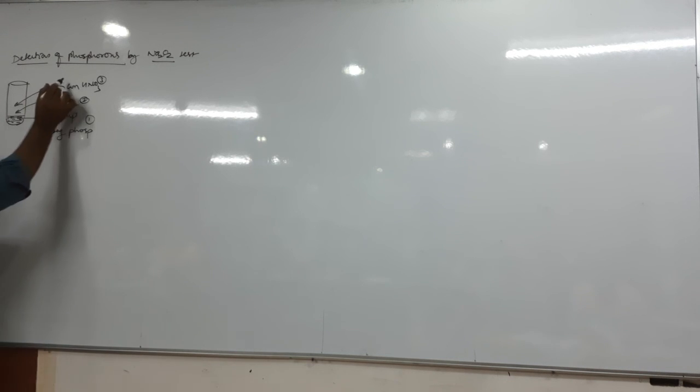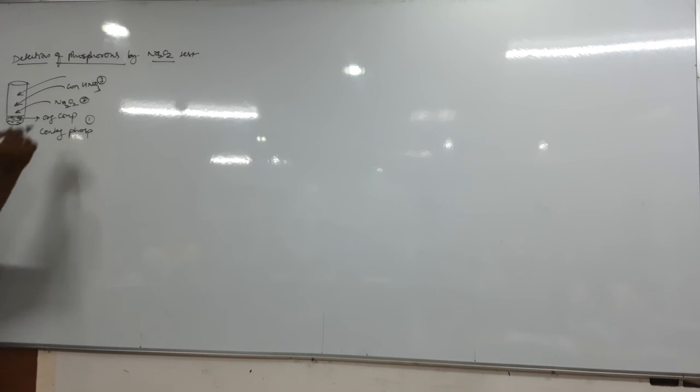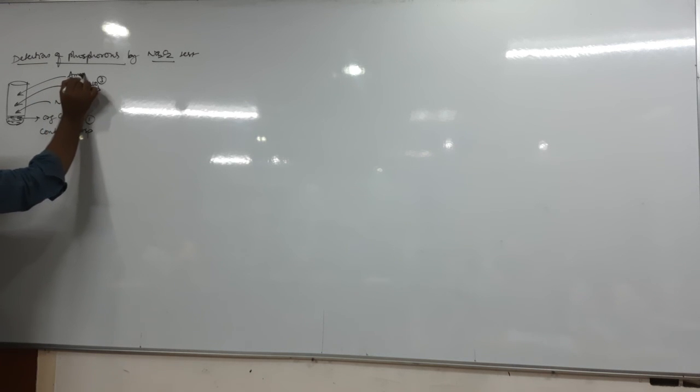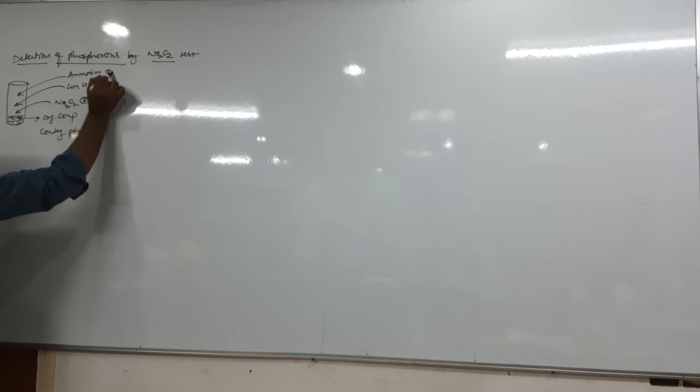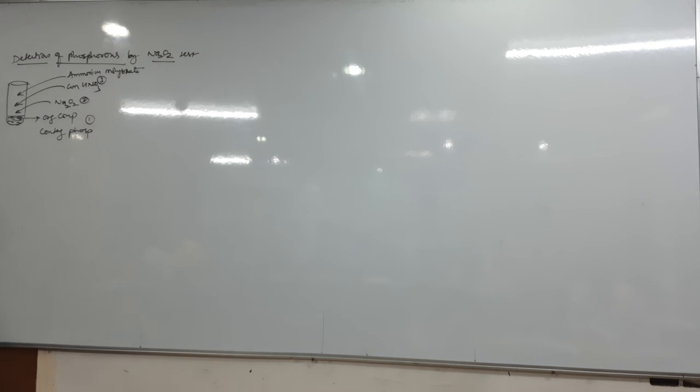Now finally, to this orthophosphoric acid we add ammonium molybdate. Then finally it forms ammonium phosphomolybdate, which is yellow in color. Right. So therefore we need the sequence of reactions. Now tell me, organic compound containing phosphorus.